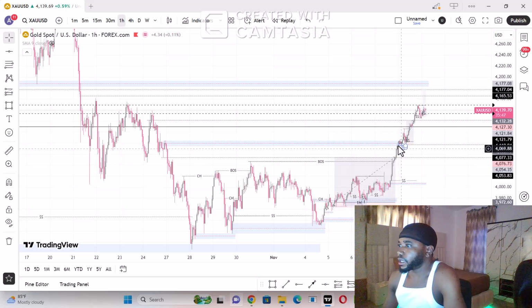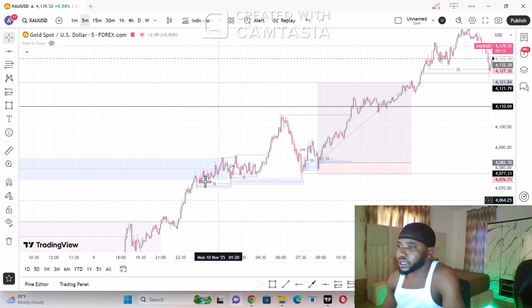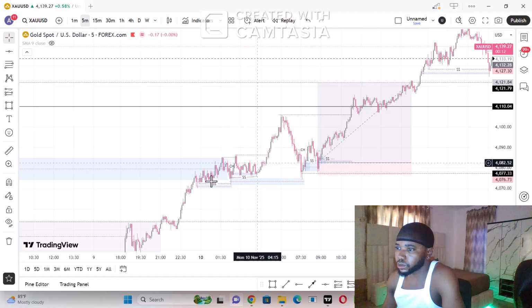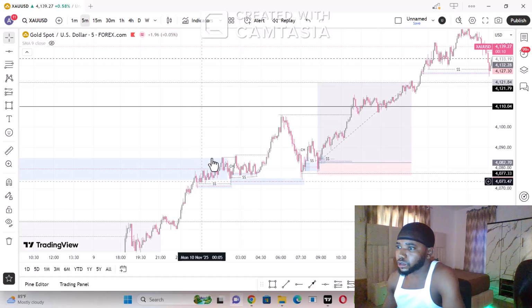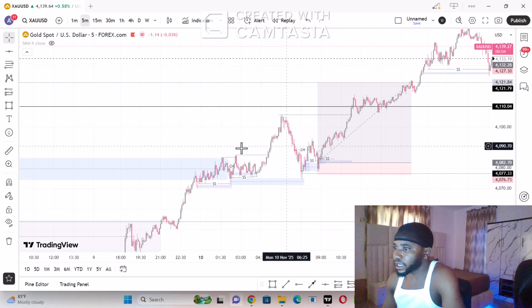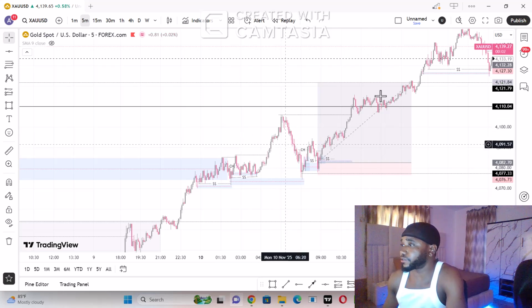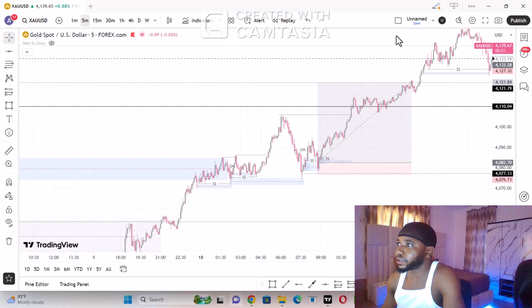When I noticed that the market kept moving up, I said, okay, let me see what's going on. So I went to the smaller time frame, the 5 minute time frame. I see that the market came back to this area and then caused a break of structure right here. I went to the 1 minute time frame, and I did this whole analysis in the 1 minute time frame.